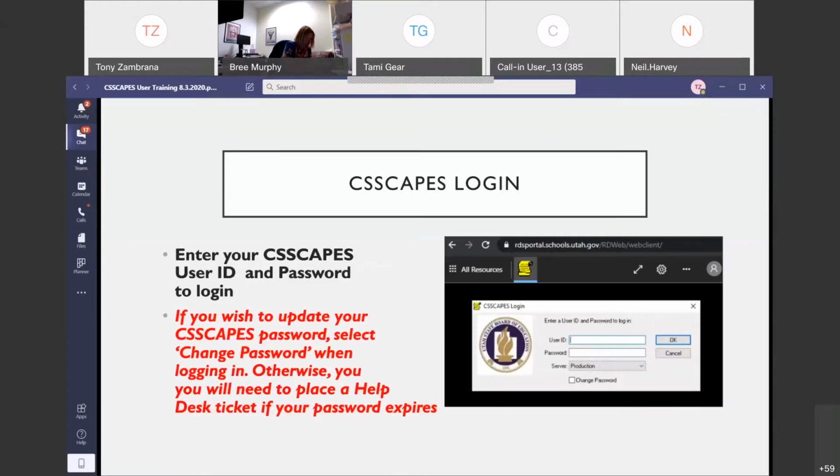And then you basically log into Seascapes, which everyone should be familiar with at this point. It's the standard user ID, that is your Seascapes user ID and password. Then just make sure the server says production. That's the default, so you don't need to change anything there.